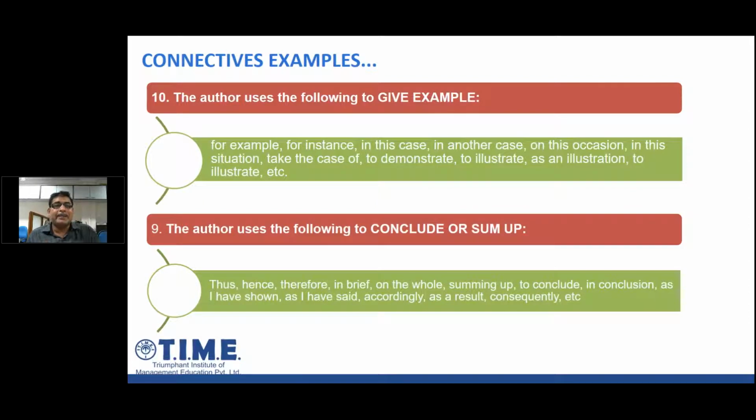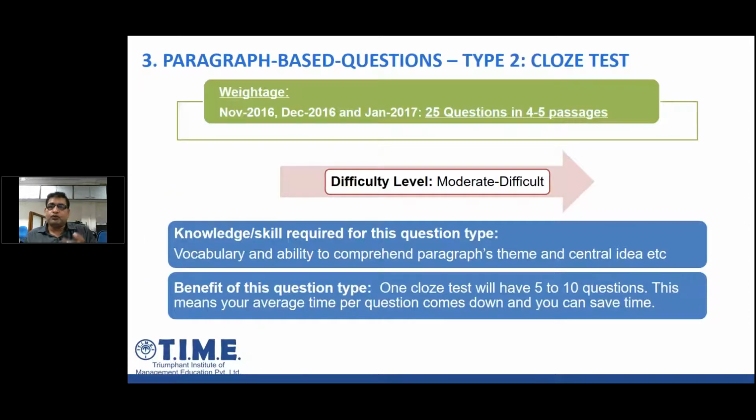We move ahead to the second paragraph based question, and that is type 2, cloze test. Okay, so what is cloze test? We already know. A small paragraph is given with usually 5 to 10 blanks, and each blank will have a corresponding set of choices. Okay, you have to select the most suitable word for each blank. So far as weightage is concerned, in the last 3 exams that I analyzed, 25 questions were there, in about 4 to 5 passages. One passage had 10 blanks in it, and most of the passages had 5 blanks each, and word choices were given. And I found the difficulty level to be moderate to difficult, not very easy definitely.